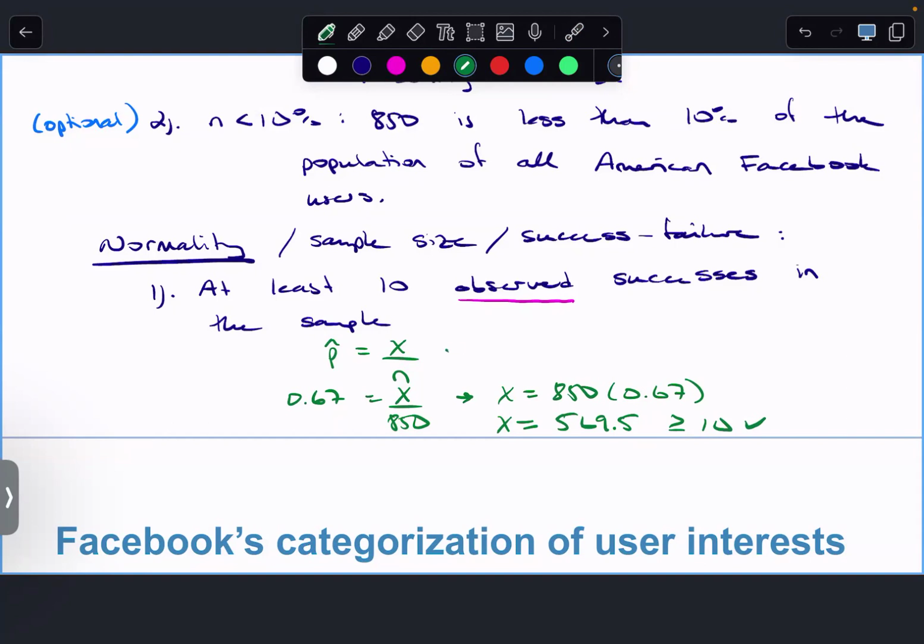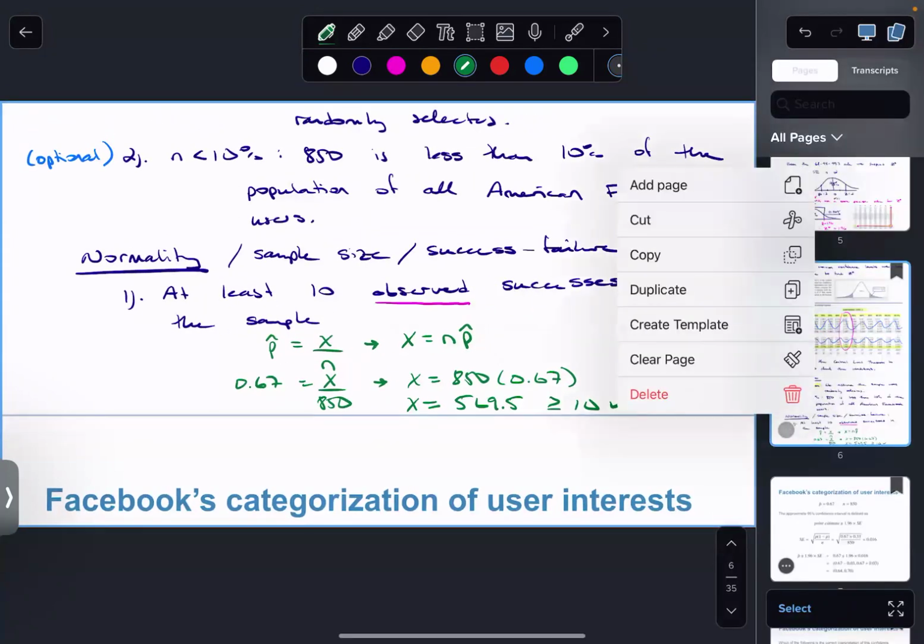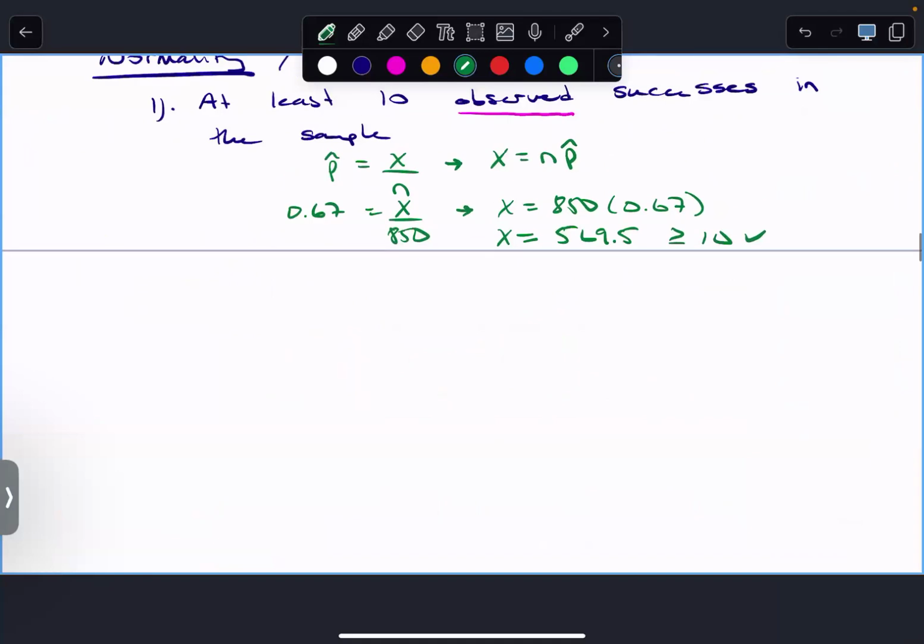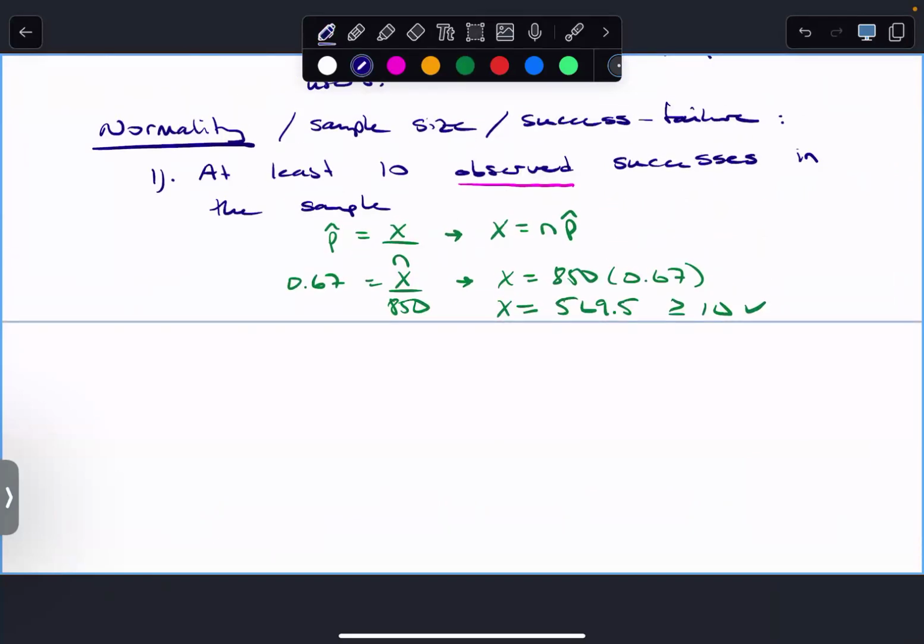So here in general, X is n times p-hat. So notice, depending on what information you have, sometimes you're given X and n and you can calculate p-hat, right? Or I give you p-hat and n, like in this example, and then you can find X relatively easily. All right. What's the second part? Well, it's the flip side. I have to have at least 10 observed failures in my sample. Now, easy enough.